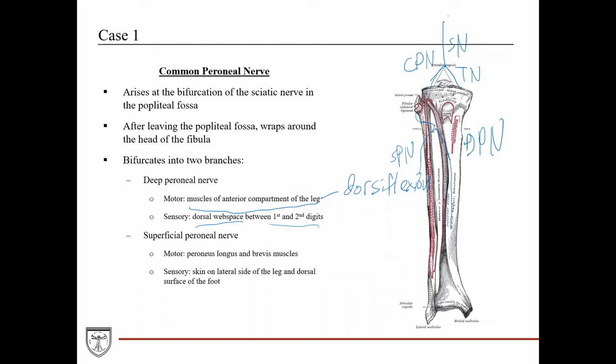Superficial peroneal nerve, so that's traveling here in the lateral aspect, in the lateral compartment of the leg. Motor, it innervates these two muscles in the lateral compartment, peroneus longus and brevis. These muscles are mainly responsible for eversion of the ankle.